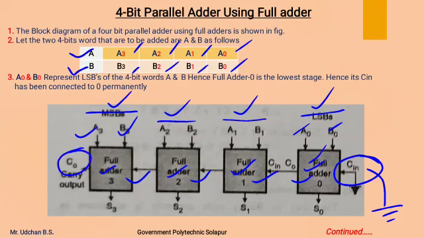This C out of last full adder represents the final carry output of our 4-bit addition of two numbers. These are the 4-bit addition results, that is S3, S2, S1, S0. This is how we can construct a 4-bit parallel adder using full adders. If we want to construct 8-bit parallel adder, we can use 8 full adders. For 16-bit parallel addition, we can use 16 full adders, and so on.